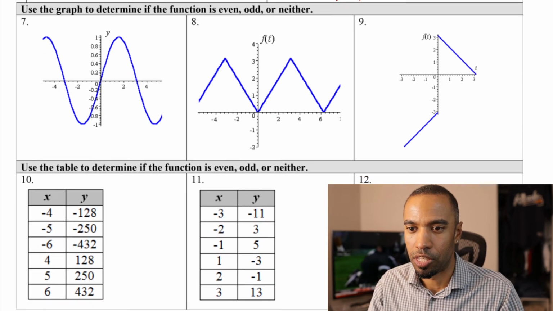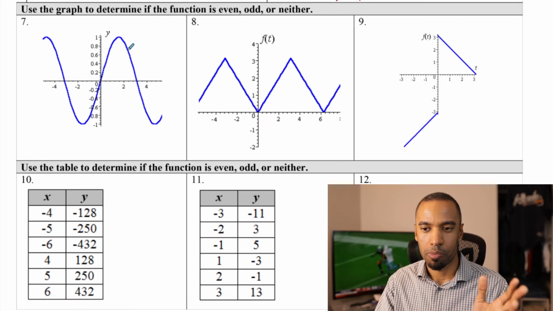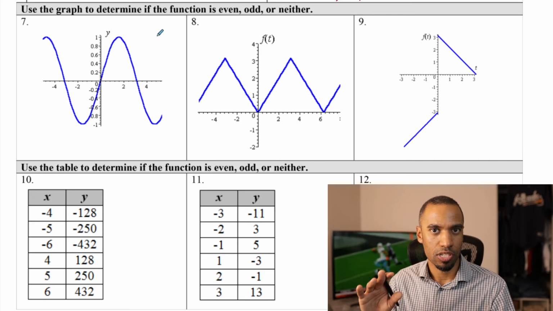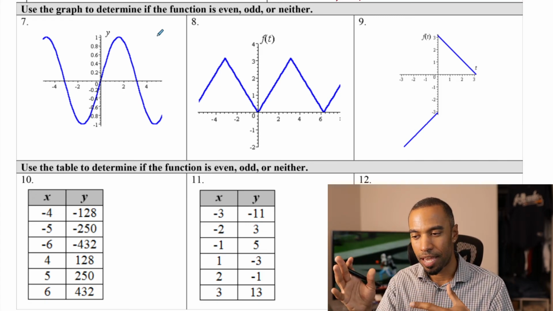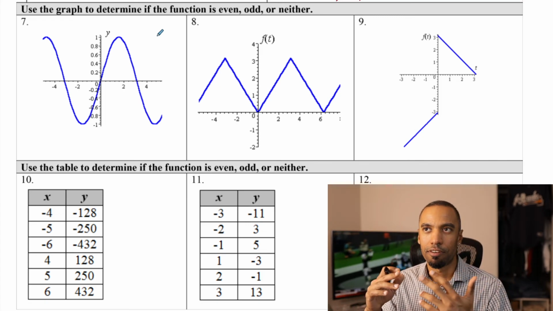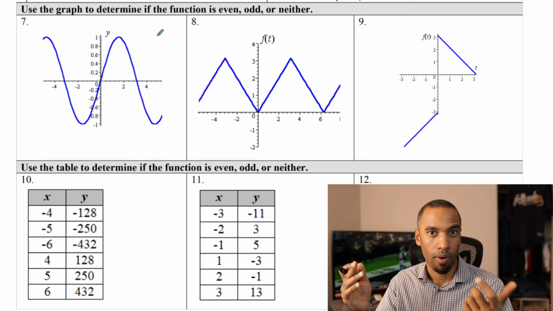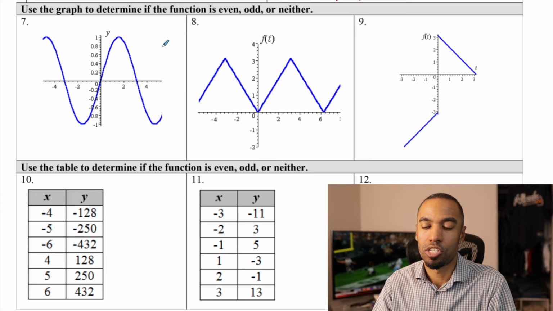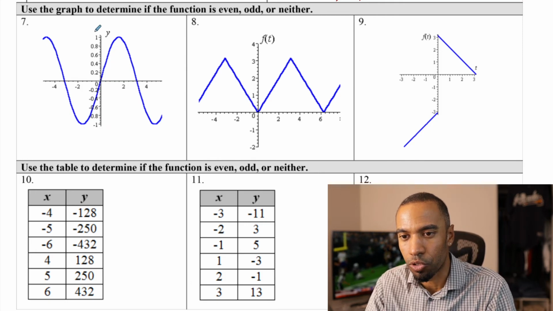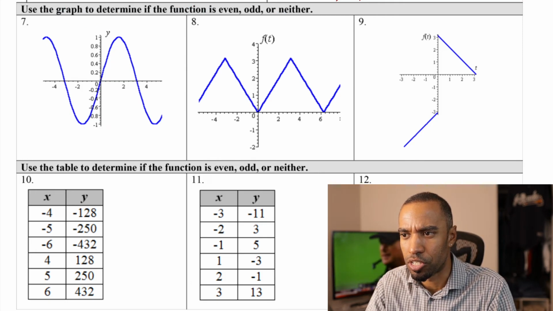I'll go pretty fast on these ones. Now that we know that even and odd are just about, odd is about same x, flip the x, you flip the y. Even function is about flip the x, keep the y. Neither is neither. Let's see what we get here. And sometimes you have to look at it. Use the graph to determine if the function is even, odd, or neither.